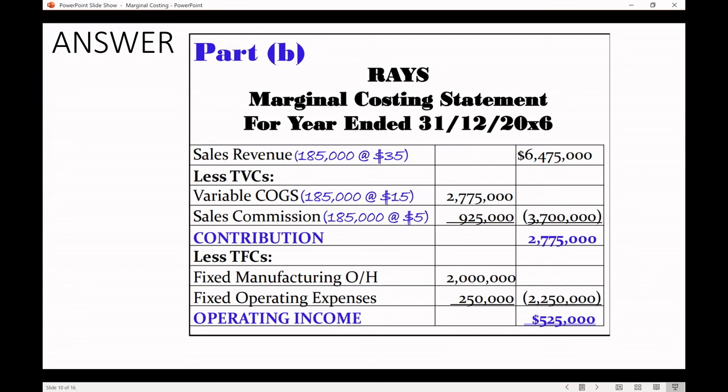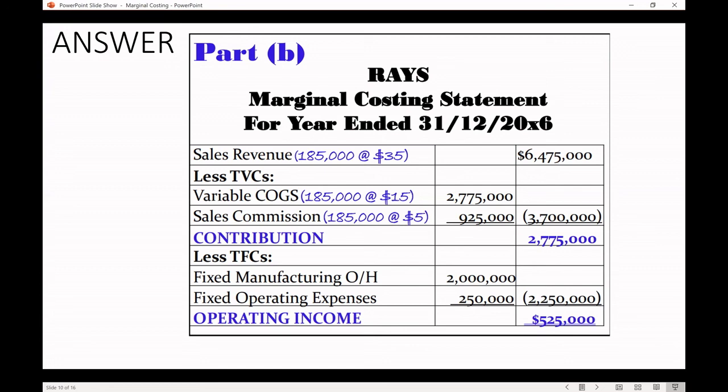Remember, we had our sales commission, and we did say from the get-go that our sales commission is a variable cost, right? And it varies with the quantity of goods that is sold. So it's $5 per unit, and we sold 185,000 goggles. So we multiply that and we get 925,000. We sum both because those are our total variable costs. There were no other variable costs from the table, right? And we get a total of $3.7 million.